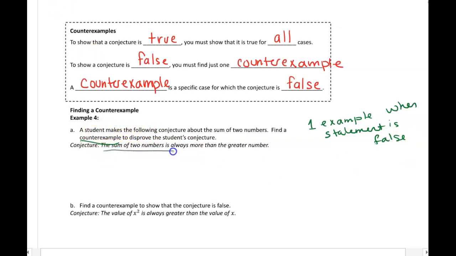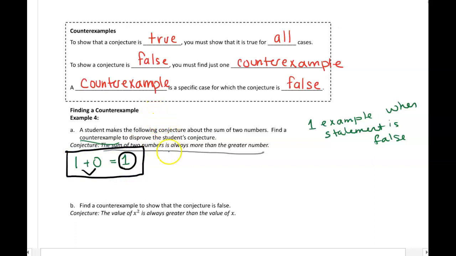He says, the sum of two numbers is always more than the greater number. Okay, now you have to read this a couple times. The sum of two numbers is always more than the greater number. So if I add two numbers, their sum is going to be bigger than the bigger of the two numbers. Okay, so think about this. If I add 1 plus 0, okay, 1 plus 0 is 1. Now, is this one bigger than the larger of these two numbers? Well, the larger of these two numbers is 1, and 1 is not bigger than 1, it's equal to it. So this would be one counterexample.